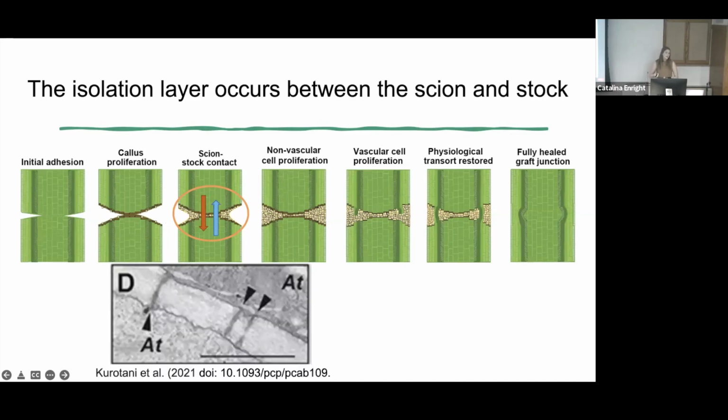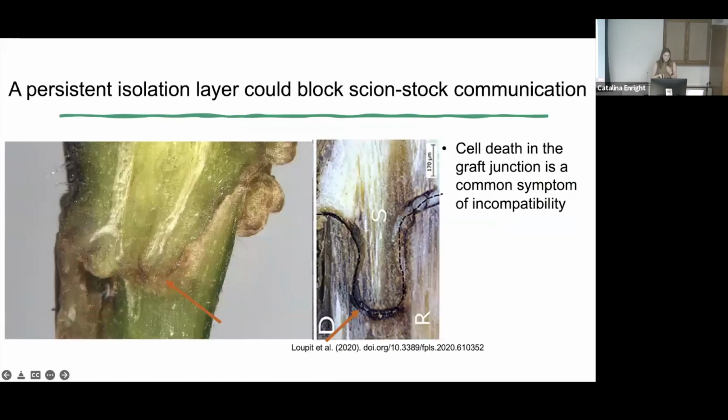And we know that in grafted plants, secondary plasmodesmata can form at the graft junction. So it's likely that there are some sort of mobile signals being transmitted at this point. And if this isolation layer remains there, it could be a problem. Because these really gross dead tissue layers are stuck in the graft junction, they could be a physical barrier to the communication that's required. And because this persistent death is a symptom of incompatibility, I thought it could be a potential cause.